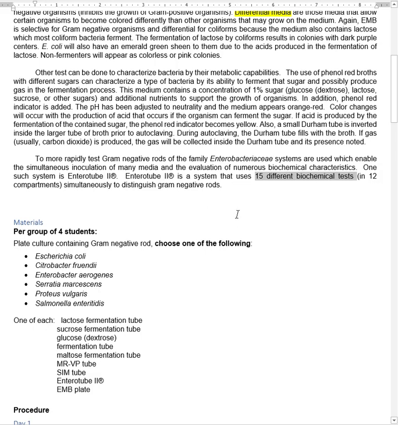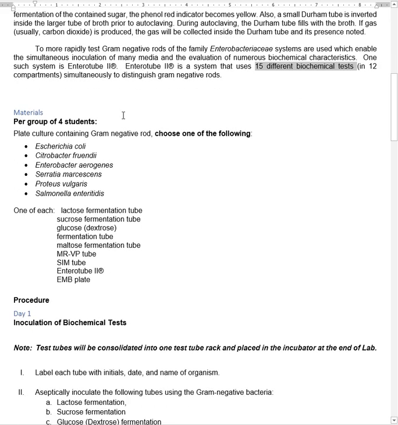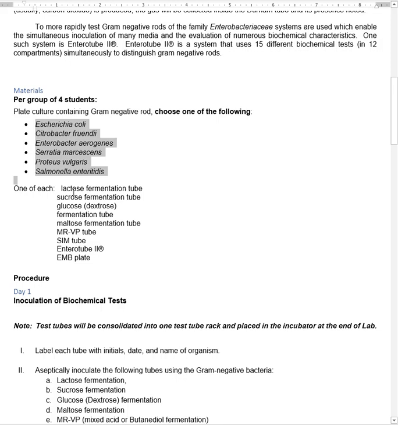Now, this guy comes with a little booklet that gives the interpretation. And this is a one-stop thing, guys. If you have reason to believe you have Enterobacteriaceae, you do this and you're done. So here's some of the bacteria that we normally give out for the gram negatives. The lactose, sucrose, glucose fermentation tubes, maltose, that's the other sugar.